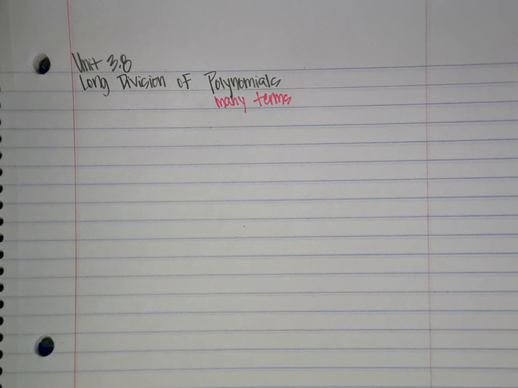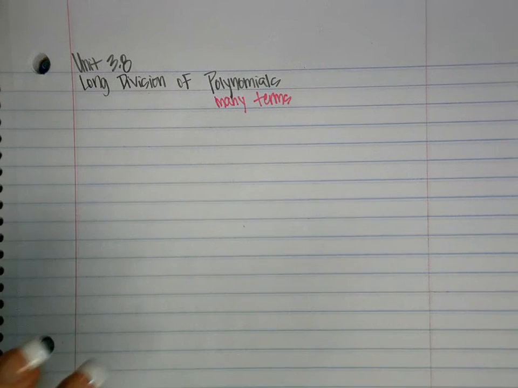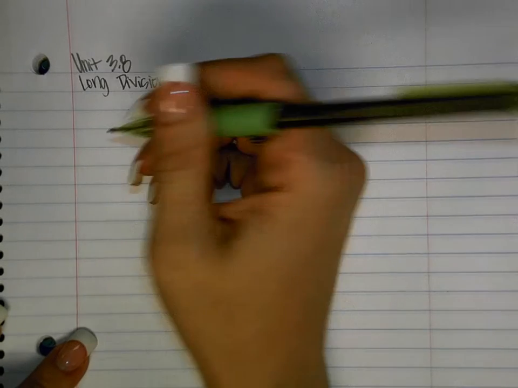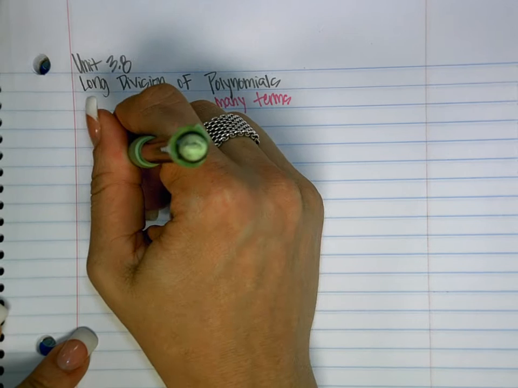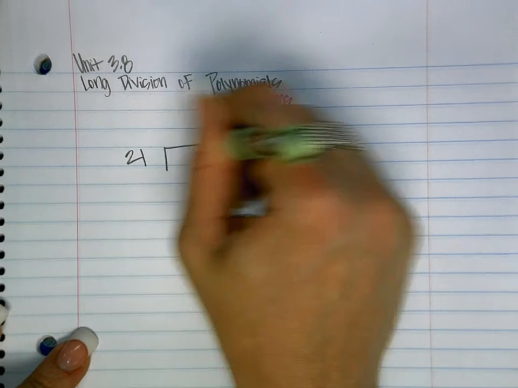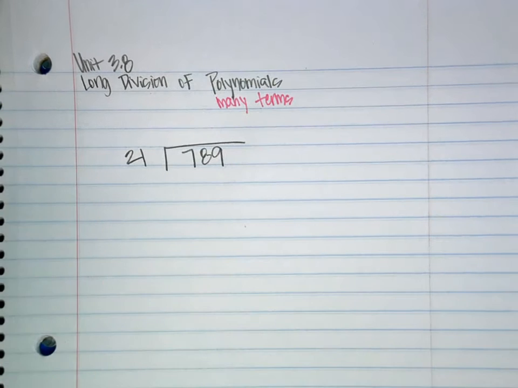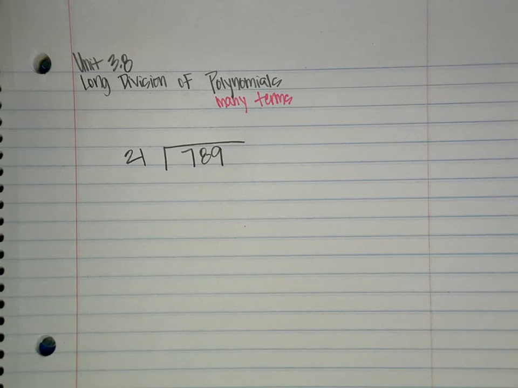So before I get into the polynomials, let's refresh our minds about how to do long division just by itself. Okay, so let's say I gave you the problem 21 into 789. Whoa. 21 into 789.